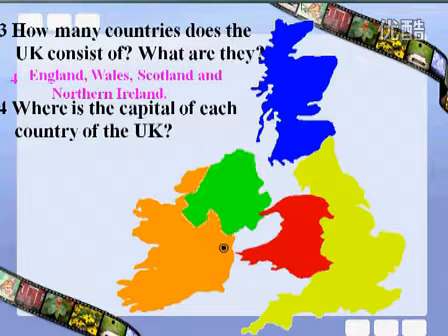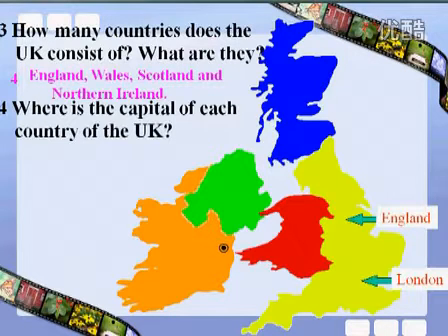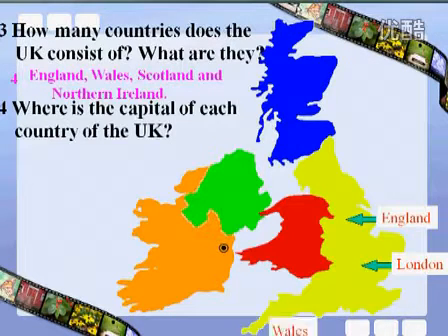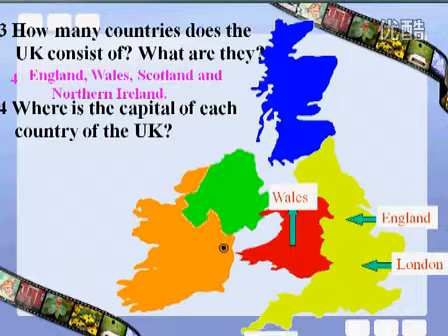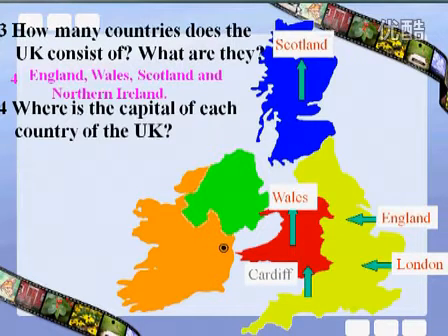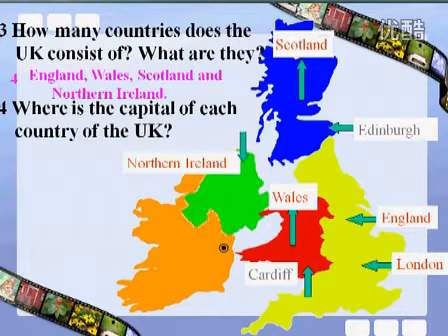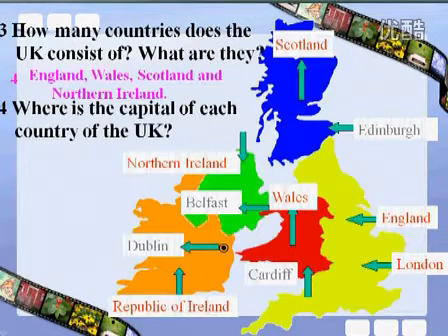Now look at this map. Now England, okay, Wales, now Scotland, North Ireland. Okay. Now, England, now Wales, Scotland, and North Ireland. Okay, this is a map.